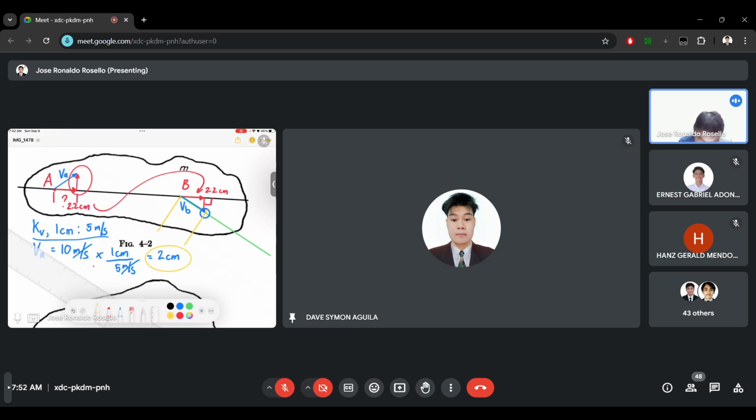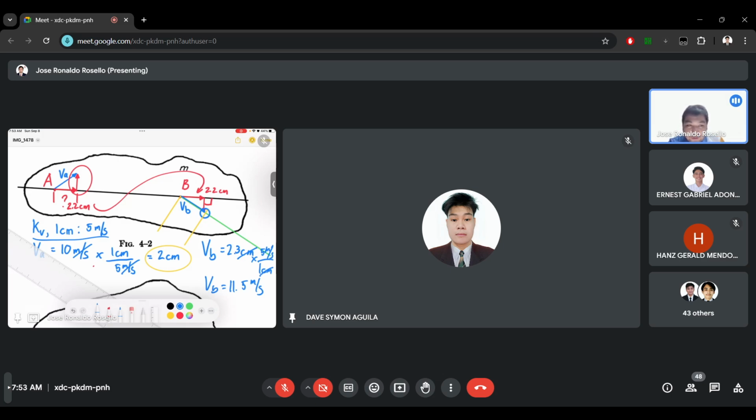So if velocity B is measured to be 2.3 centimeters, we will just have to multiply it with the velocity scale, which is given by 5 meters per second over 1 centimeter. Cancel the centimeter. 2.3 times 5 is 11.5. So this is how we perform the velocity analysis.